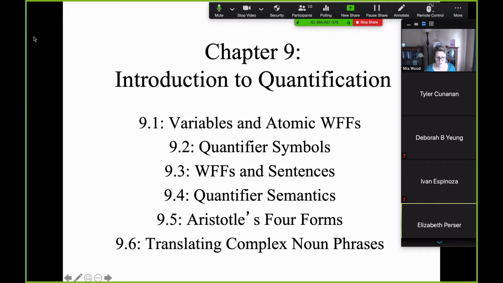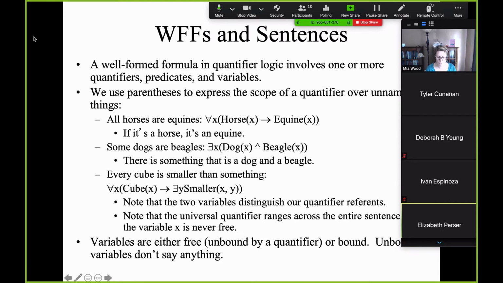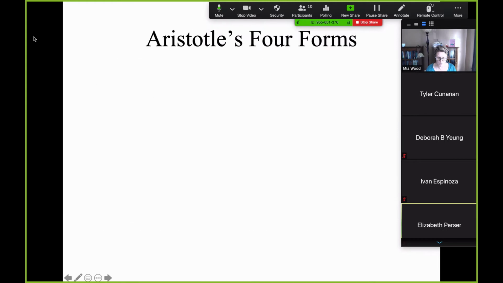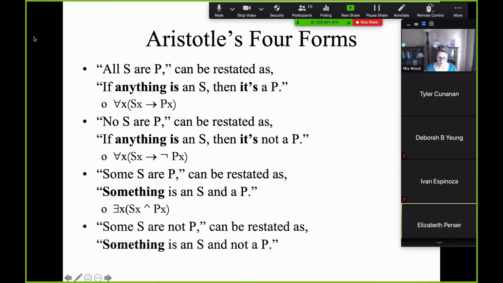You're comfortable with the upside down A, the backwards E, the variables X, Y, Z, and so forth. And as basically a blueprint for standard translations, the 4 standard forms of the quantified sentence, where we're talking about relationships between classes of thing or groups of thing, right?